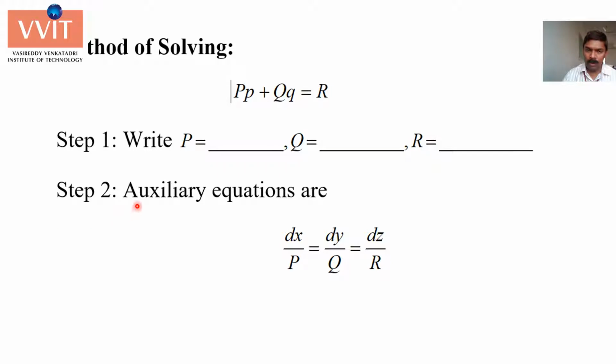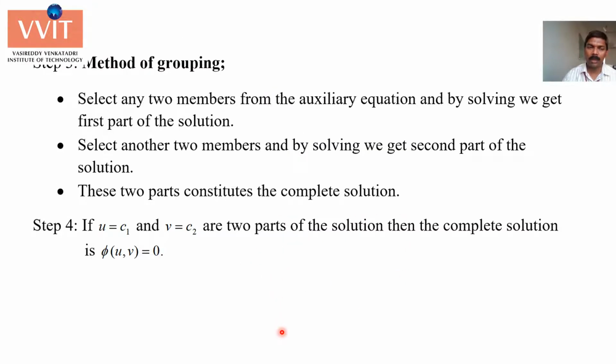Then in step 2, we write auxiliary equations, which are dx by P equal to dy by Q equal to dz by R. These are called auxiliary equations. In this, dx by P is first member, dy by Q is the second member, dz by R is third member. Now our work is we have to solve these auxiliary equations. To solve these auxiliary equations, the method we take up is method of grouping.